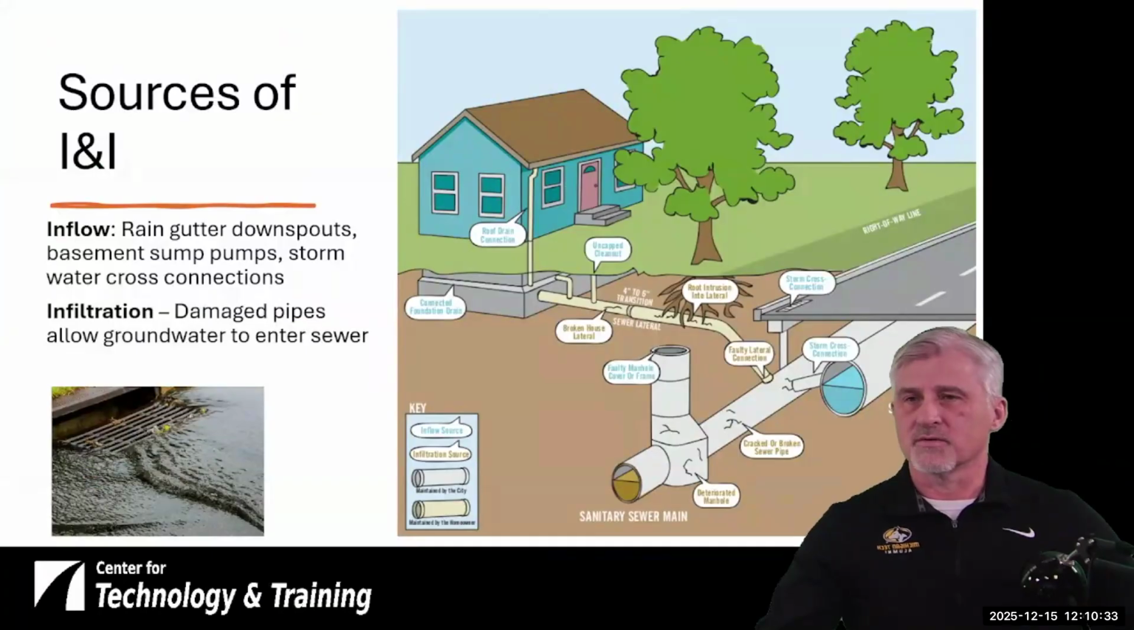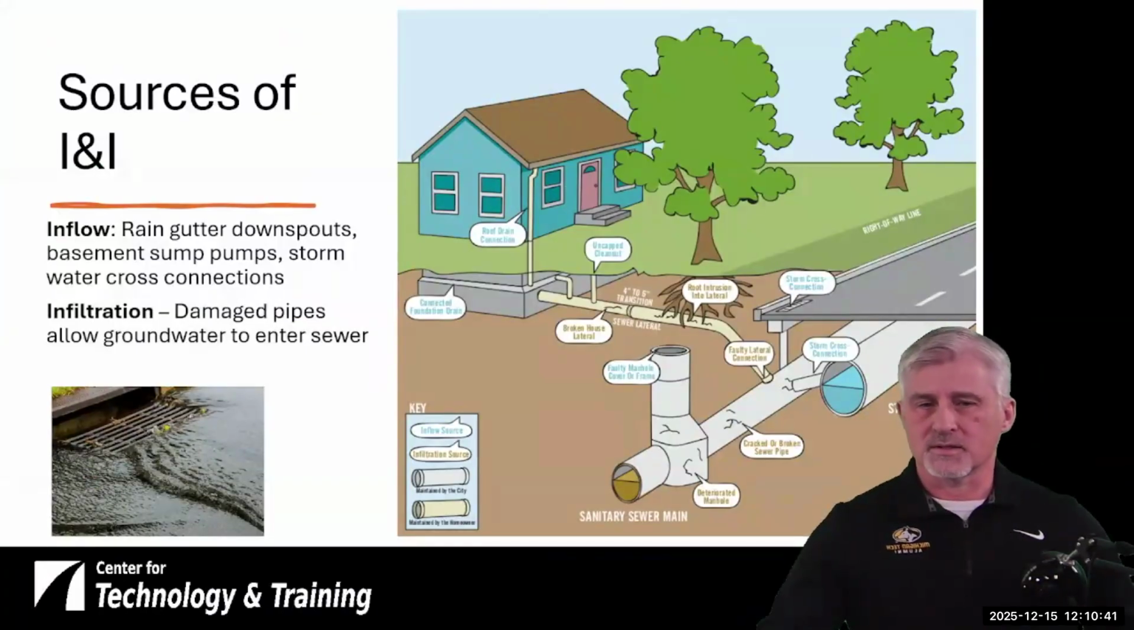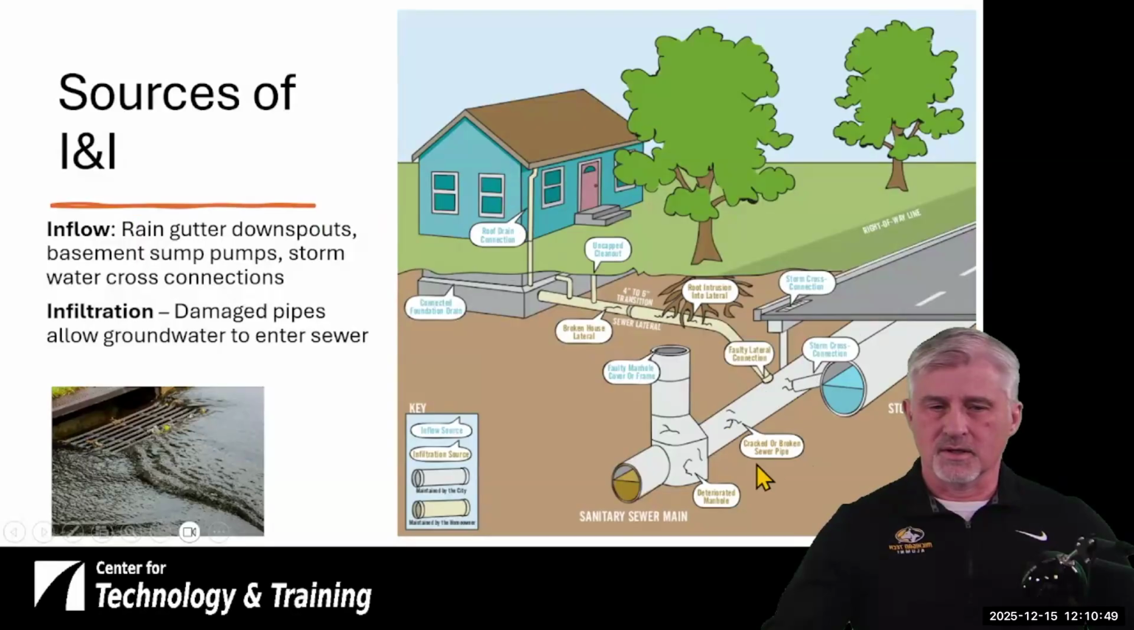So what are our sources of I&I? We have two different things. I&I is made up of inflow and infiltration. If we look at this diagram here, the things that are in blue are inflows. The things that are in brown are infiltration.